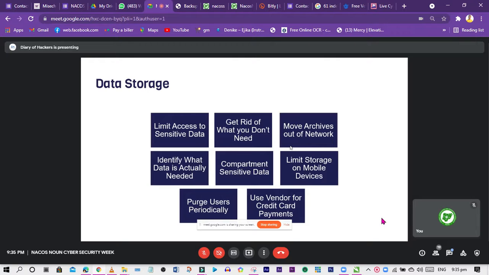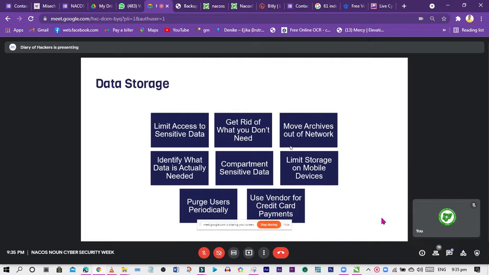If you don't need it, what is it still doing on your server or on your computer? Now, compartmentalize all the sensitive data so that it is organized, like BVN, ID number, all of those things. So you should organize your sensitive data, limit access to mobile storage, and purge users periodically.